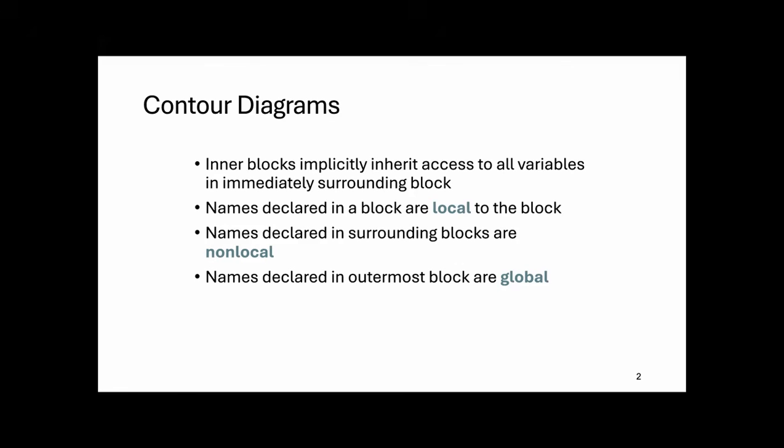So basically, we are defining the scope of the variables and the names that are defined and declared. Based on which block they are declared in, they are either local, non-local, or, if they are declared in the outermost block, called global. And we are going to use a contour diagram to show exactly the visibility of the different variables and what each block sees exactly regarding which names and which variables.